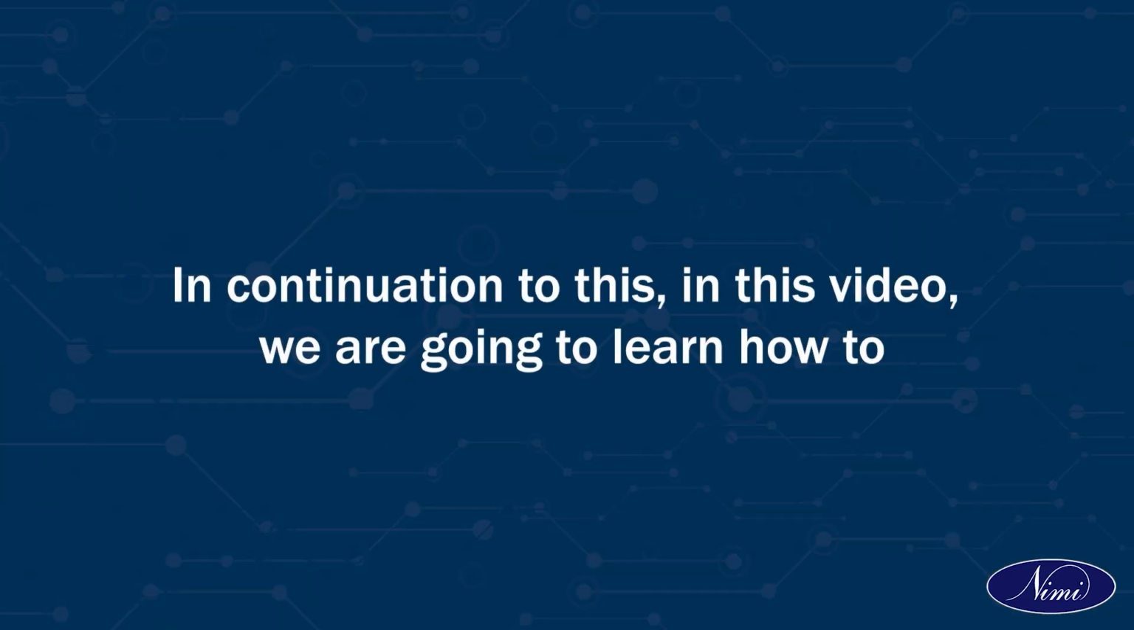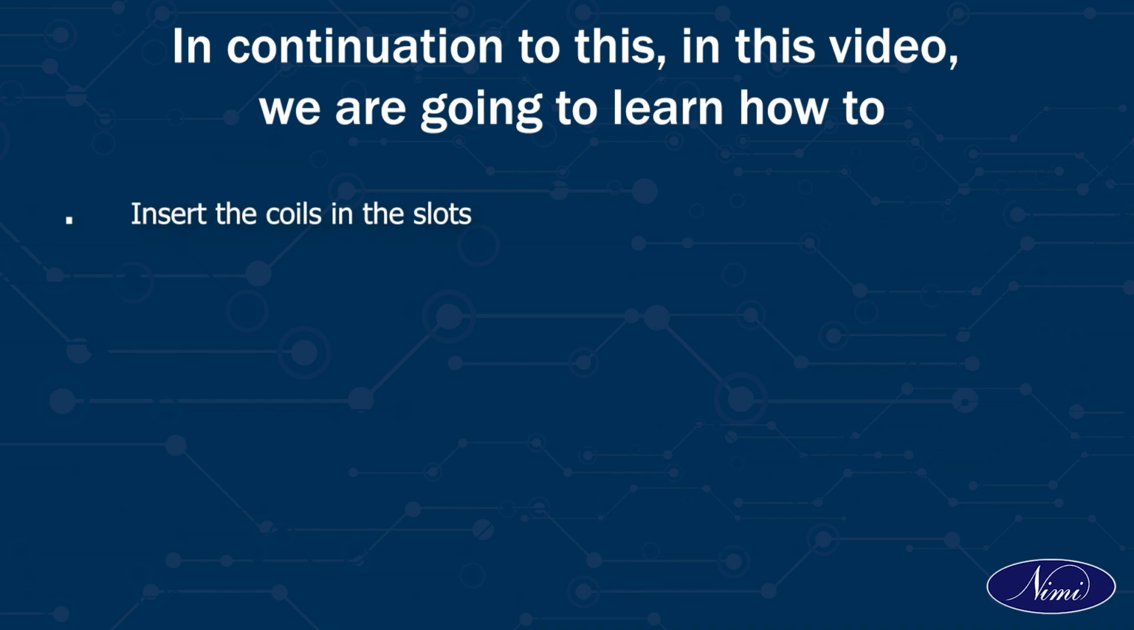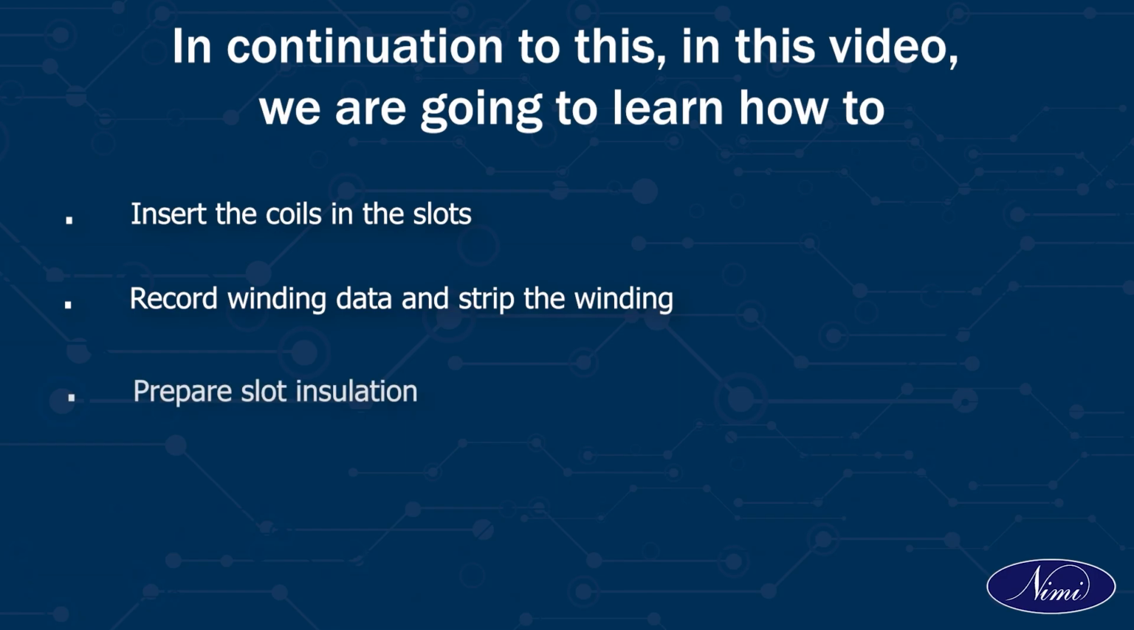Last class, we discussed how to dismantle the motor, record winding data, prepare and provide the slot insulation, and prepare coil winding and forming. In continuation to this, in this video, we are going to learn how to insert the coils in the slot, record winding data and strip the winding, prepare slot insulation, prepare the stepped former and coils, lay the coils in the slots and test the windings.